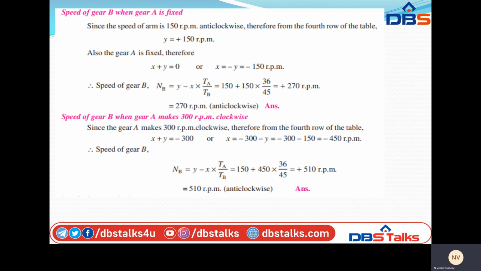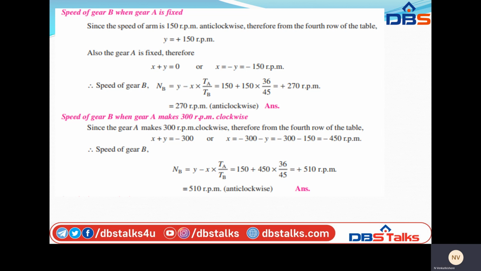Then what about the second case? When the gear A is making 300 rpm in the clockwise direction. So here the rotation is clockwise. Clockwise means minus symbol. So the gear A is rotating at 300 rpm. For gear A, what is the value? x plus y is equal to minus 300, since clockwise means minus. So x plus y is equal to minus 300. What about the x value? x is equal to minus 300 minus y.